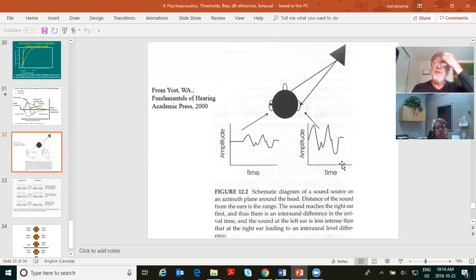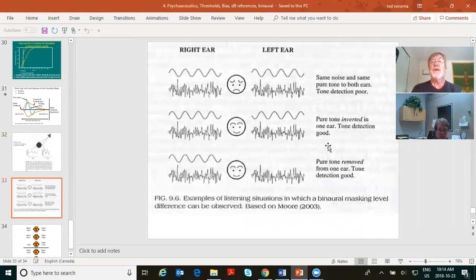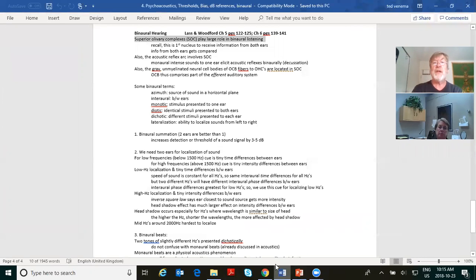So in terms of time, there's a difference. Look at this wave here is later than this wave here. And also this wave is softer than this wave here. You got two things that are different, the time and the intensity. And time is used to localize the direction of low frequency sounds. Intensity differences are used to localize the direction of highs. So now, before I go to this slide, we'll just show you in your notes where we are.